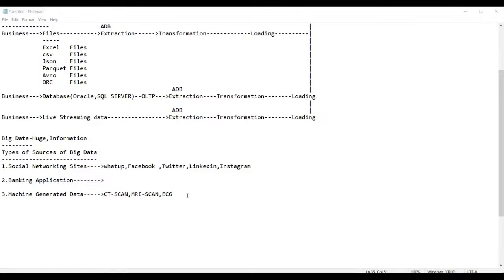Okay, guys, sorry. So now, after this, can you see here, this is nothing but machine generated data. After that, the fourth one we can consider here is called what?